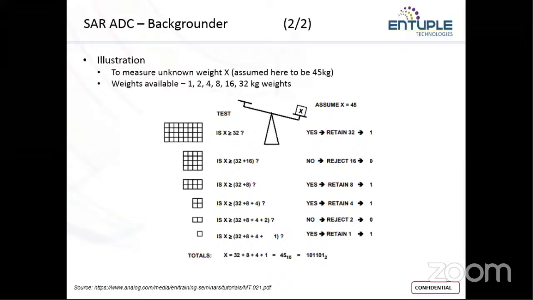Now we'll include the next possible weight, which is 2 kg. So along with 32, 8, and 4, we'll include 2 kg also. So the weight now becomes 46, which is greater than the unknown weight. So that will be rejected. We remove the 2 kg, and finally we'll include the 1 kg weight. So now it will be a perfect balance, right? So this is how we are going to do it.